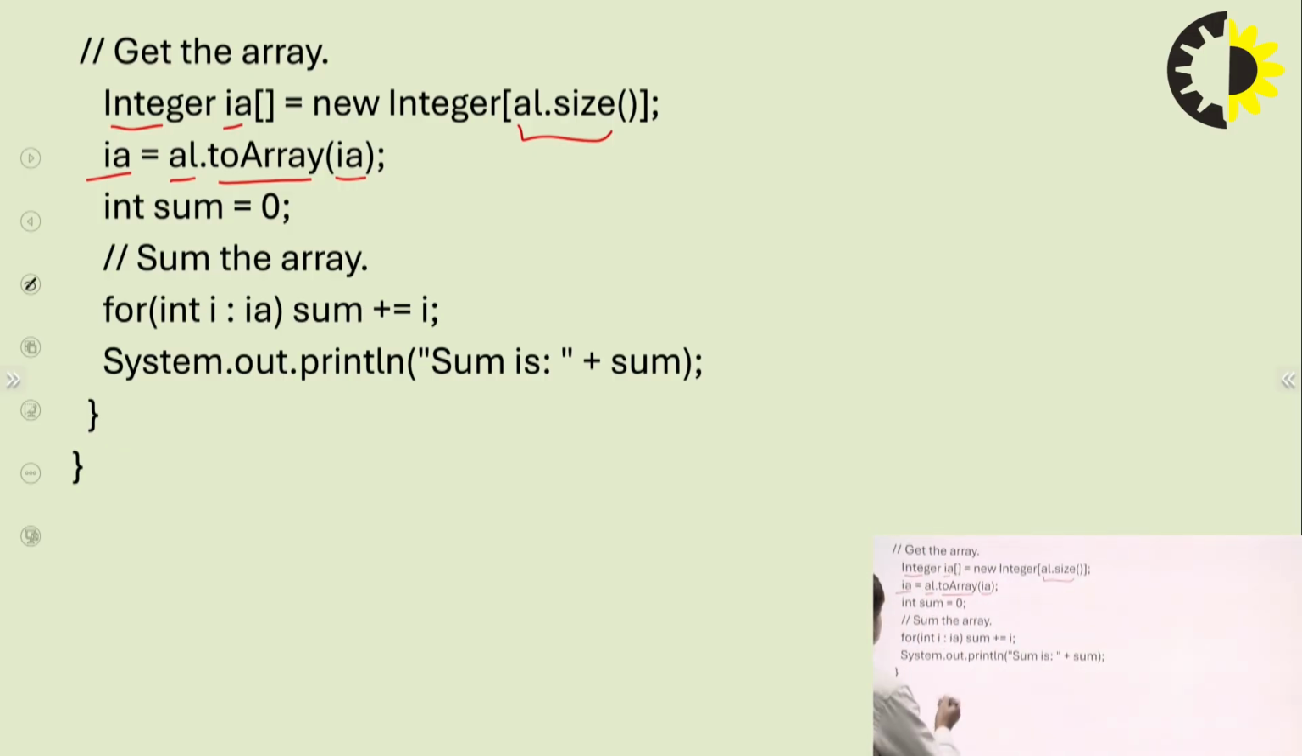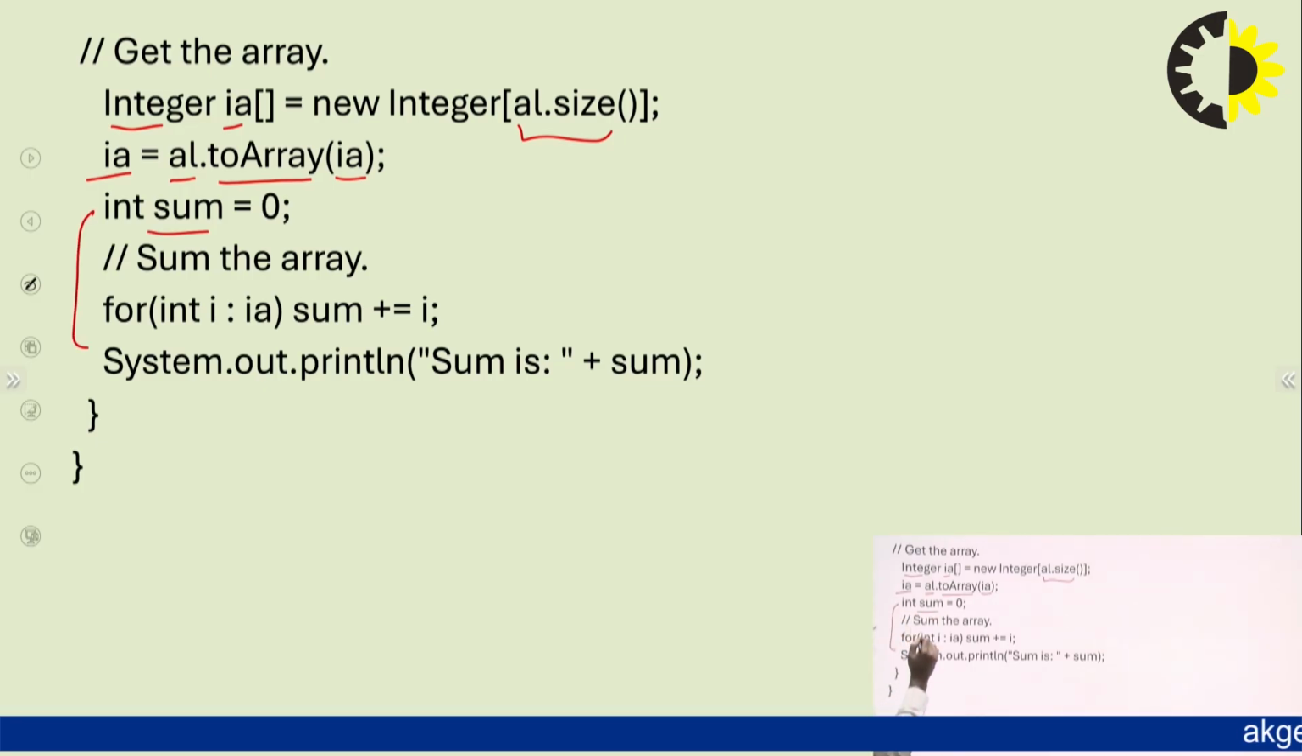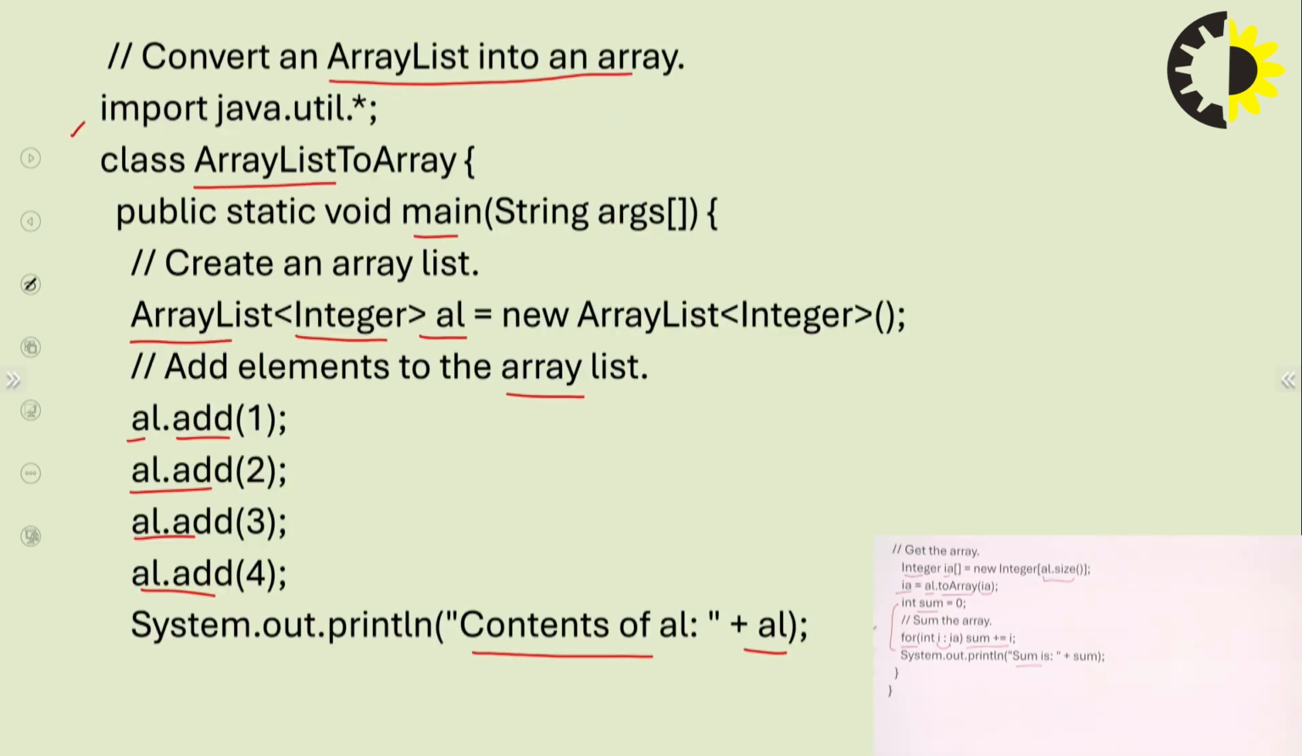So here IA is of type simple array and AL is of type collection, that is an array list. Just for mathematic purpose we have taken sum equal to 0 and we are using the for loop from i to IA, that is the number of elements in the simple array. Then we make the sum of each element and we are displaying the value. Whatever the sum is, it will be displayed here. So now you can see in this program we have converted array list into a simple array.